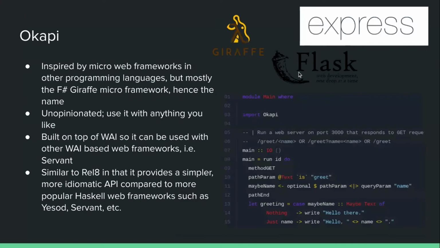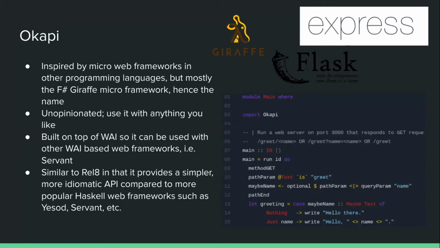And here is Okapi. Okapi is a framework that was inspired by micro web frameworks in other programming languages like Giraffe, mostly Giraffe from F#, but also Express in Node.js and Flask from Python. And this is a side project that I've been working on part-time for the past few months. The main motivation for it was I wanted a simpler alternative to some of the more complicated web frameworks in Haskell.